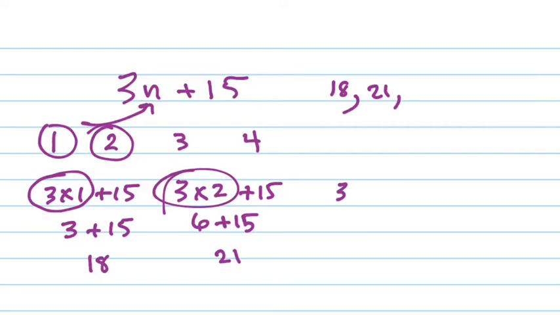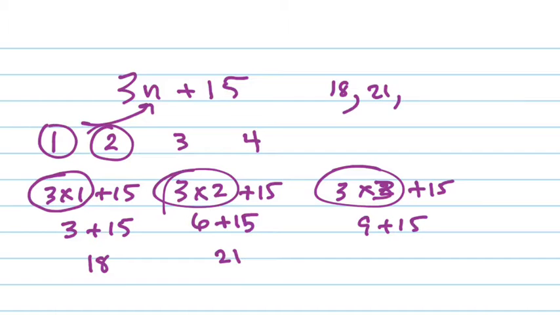Then 3 times 3, we're doing the third number. That gives us 9 plus 15, which is 24, which will be our next number. All right, so they just keep continuing in that same exact pattern.